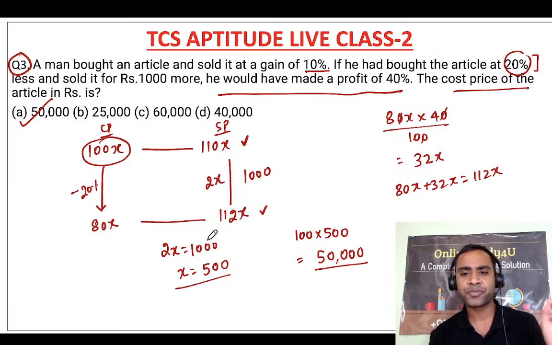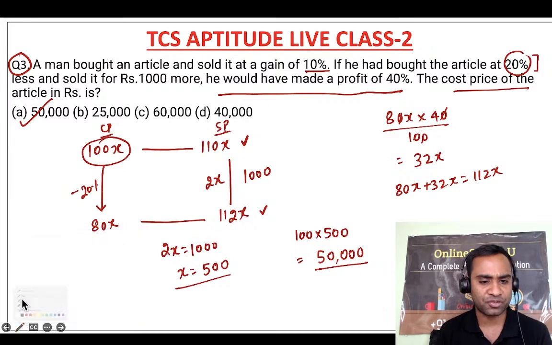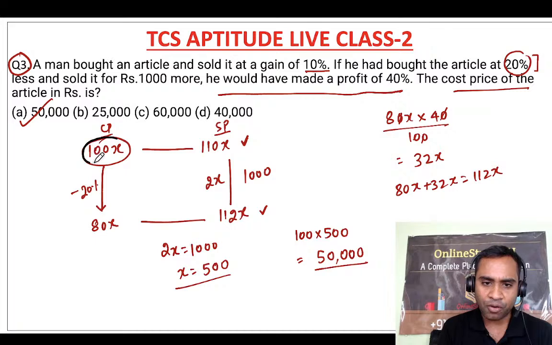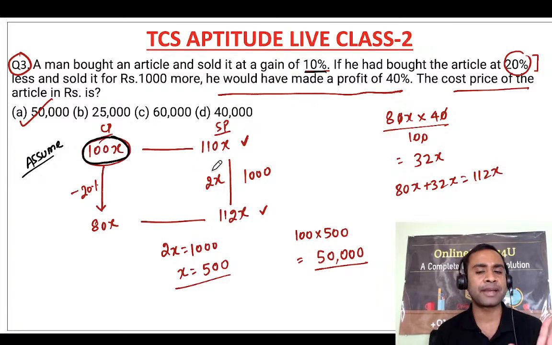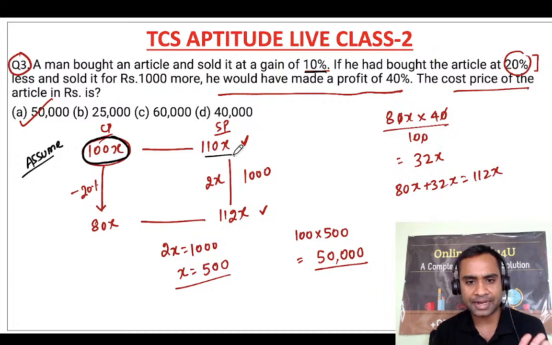Now let me know where is the doubt. I will explain once more. See, 100 rupees is the cost price I have assumed, so I have assumed 100x. Now they are selling at a gain of 10%. So 10% of 100 will be 10 rupees, so it will be 110x.